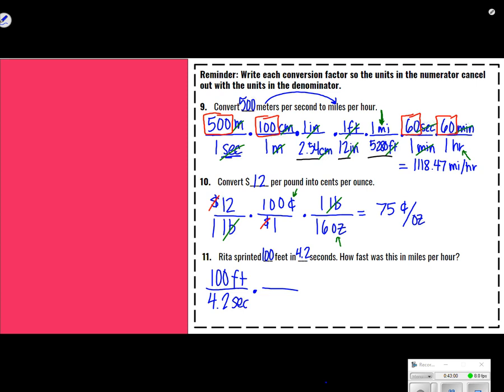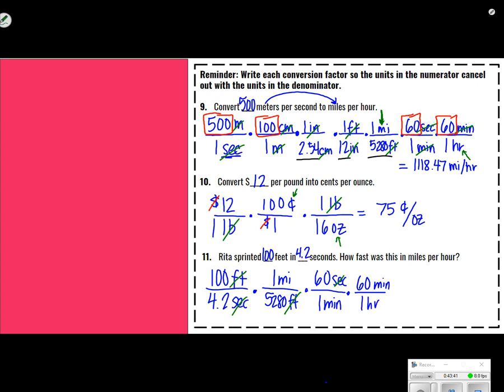So in 1 mile, there are 5,280 feet. And I put that there because feet on the bottom cancel with feet on the top. It's all about canceling. So now I've got miles per second. And then I'm going to convert my seconds to hours. So in 1 minute, there are 60 seconds. Seconds are on the bottom, so I need 60 seconds on the top, 1 minute. Bam, bam. So now I've got miles per minute.